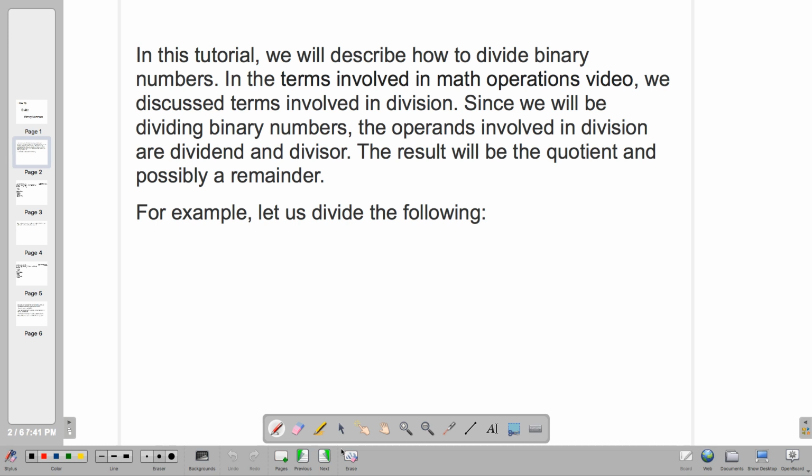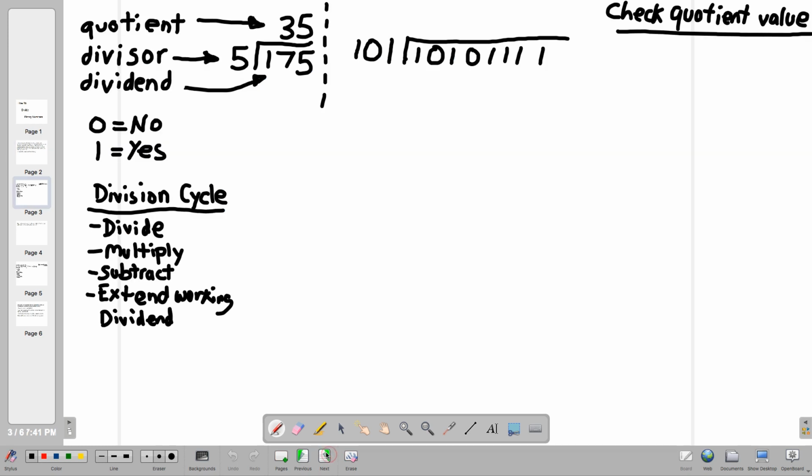For example, let us divide the following. Okay, we want to perform a division. As we mentioned with division, you have the terms involved: quotient, divisor, and dividend. In this example, we want to take the number 175 and divide by 5. 5 is our divisor, 175 is our dividend, and our expected quotient should be 35.